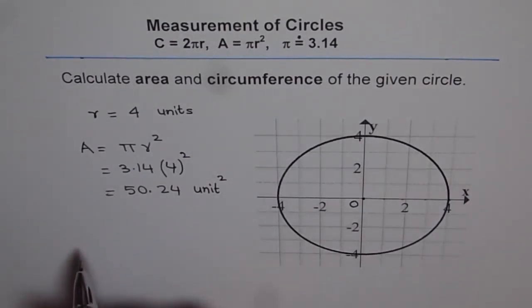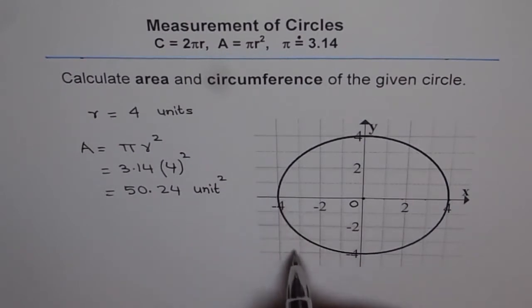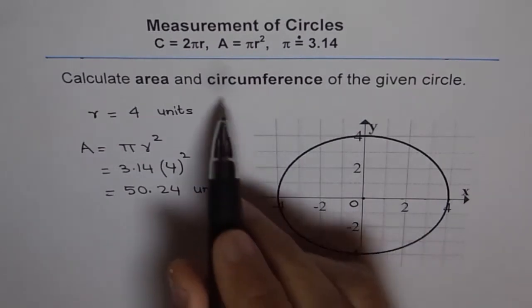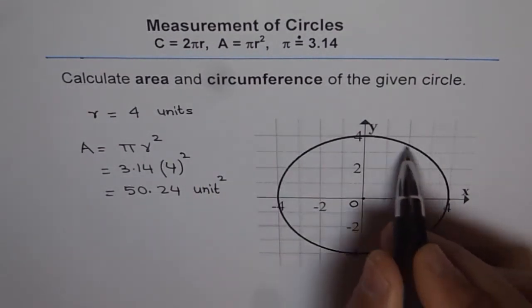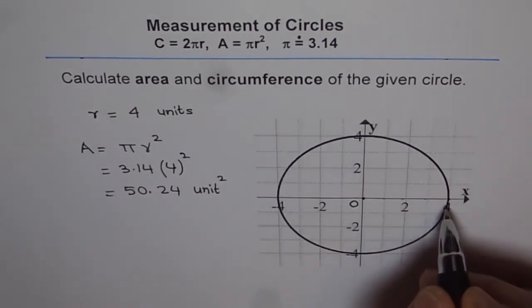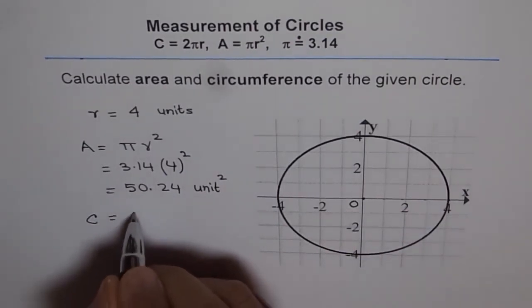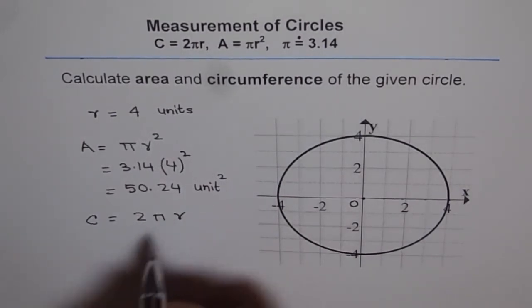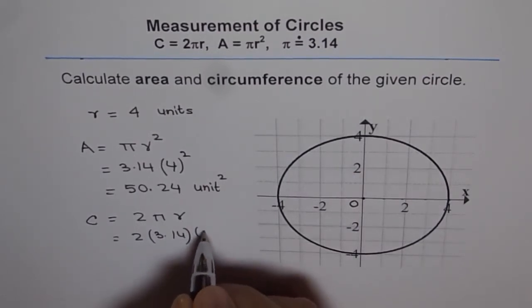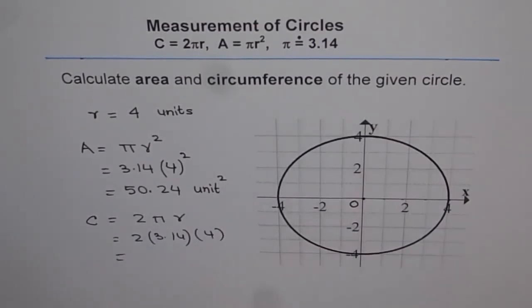Now let's find the measurement of perimeter of the circle. The perimeter of the circle is circumference. So what is circumference? All around, length of the circle on its boundary, correct? And we also call it perimeter, right? So circumference is 2 pi r. 2 times pi is 3.14 and radius is 4. So when you use calculator, you get 2 times 3.14 times 4, and you get an answer 25.12.